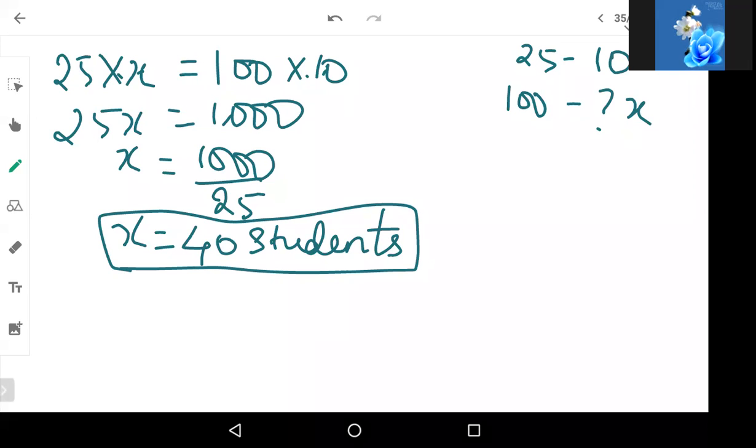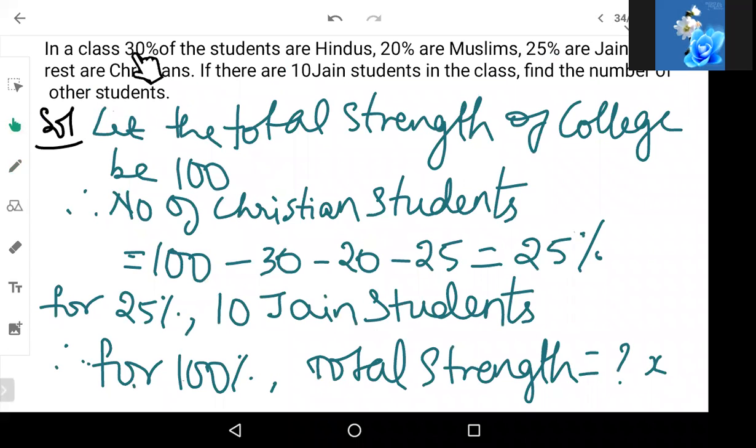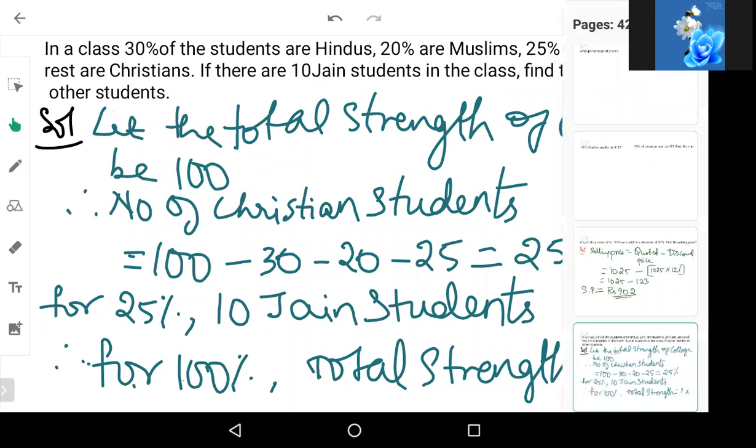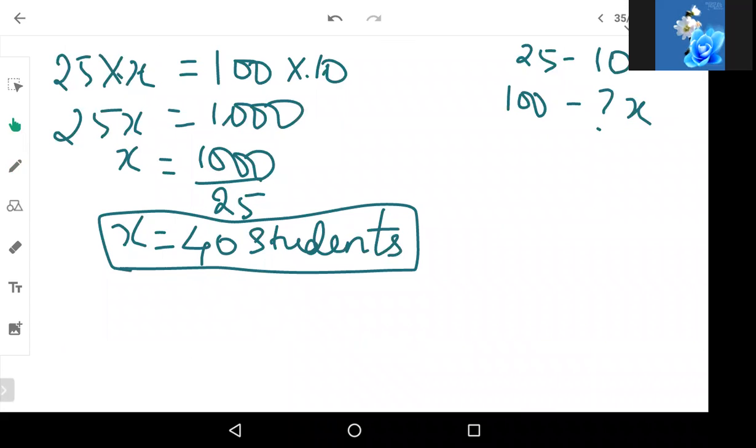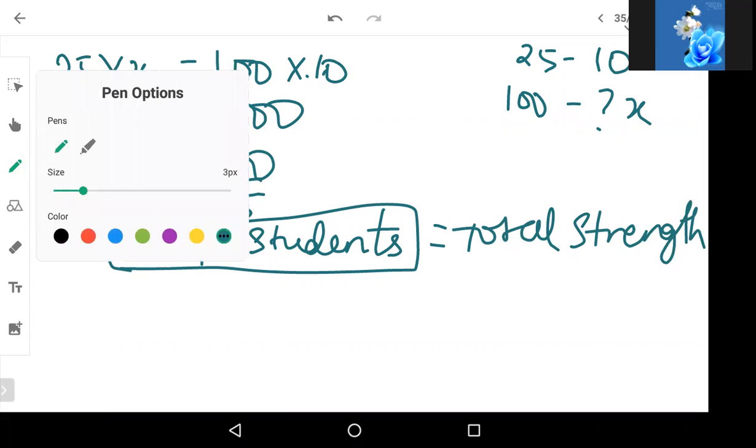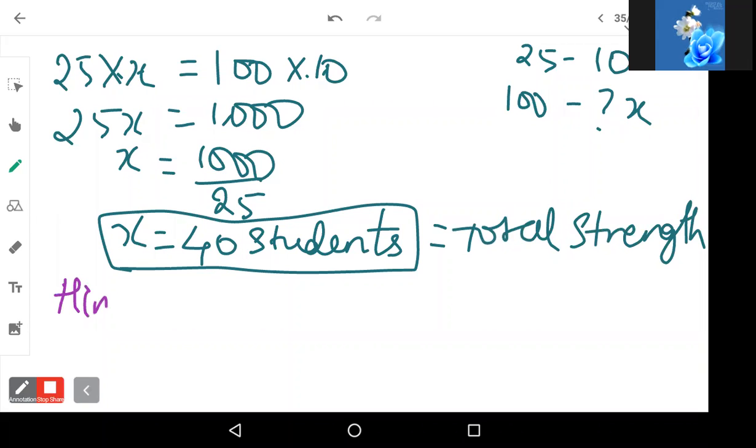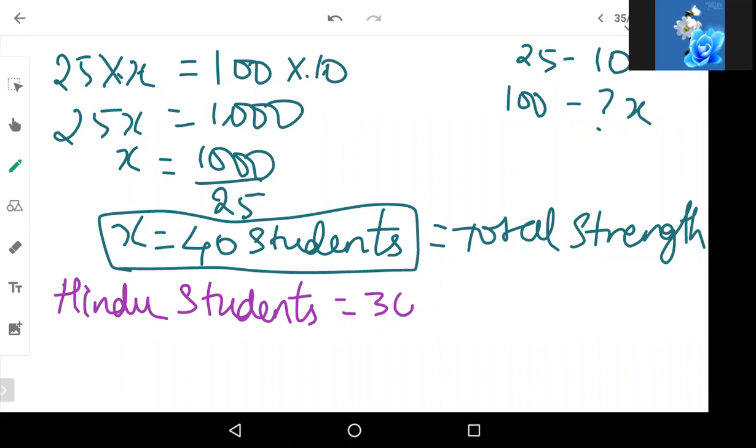Now we have to find out how many students belong to the different religions of Hindus, Muslims, Jain and Christian. Now let us do the second part, that is how many students are there. Now we know there are totally 40 students. You can just write here, is equal to total strength. Now Hindu students are 30% of 40. So how many students will be there?